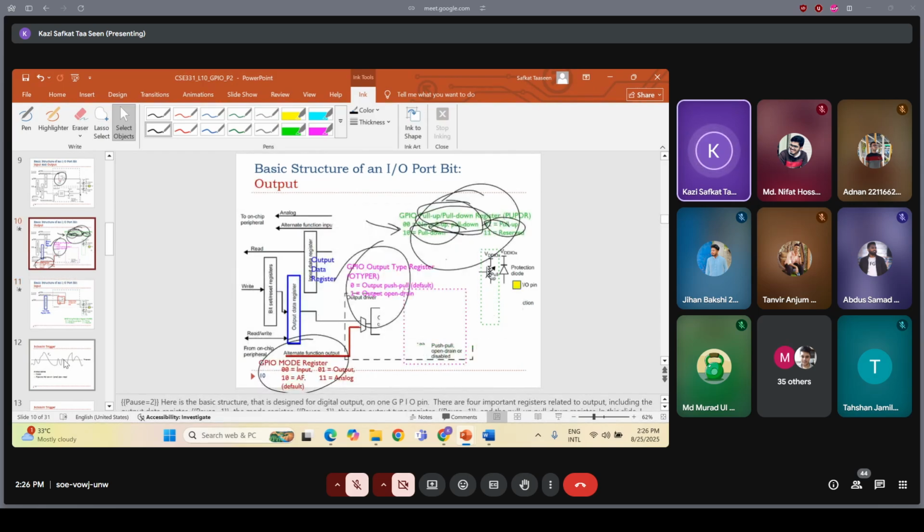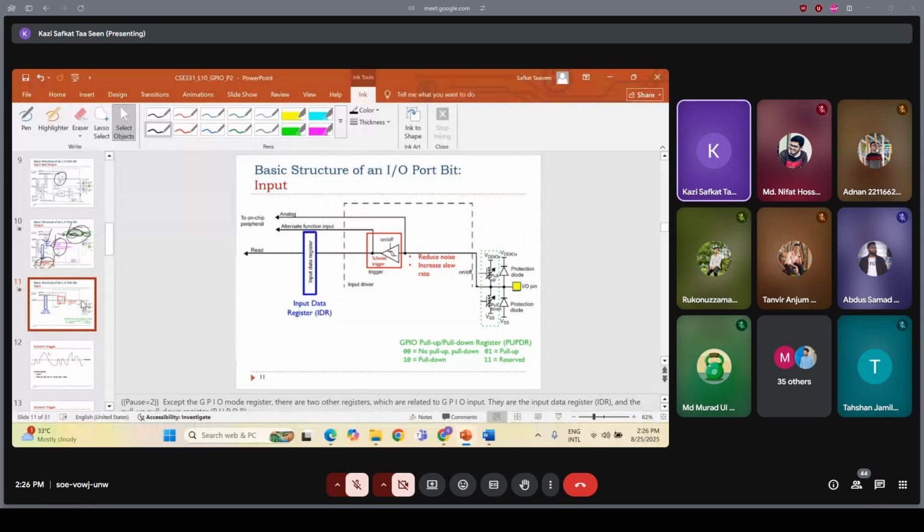Okay, whenever you're talking about the output, which are the registers that play a role? The mode register plays a role, the output type register plays a role, the output data register plays a role, and the PUPDR register plays a role. Whenever you're talking about the input, which registers play a role? The input data register plays a role, and the PUPDR register plays a role. Your Schmitt trigger is actually part of the input network.